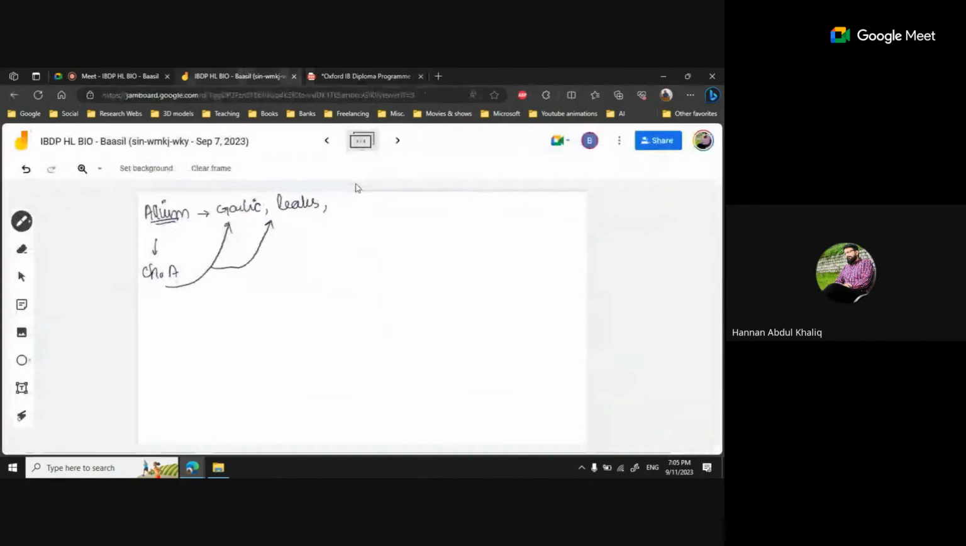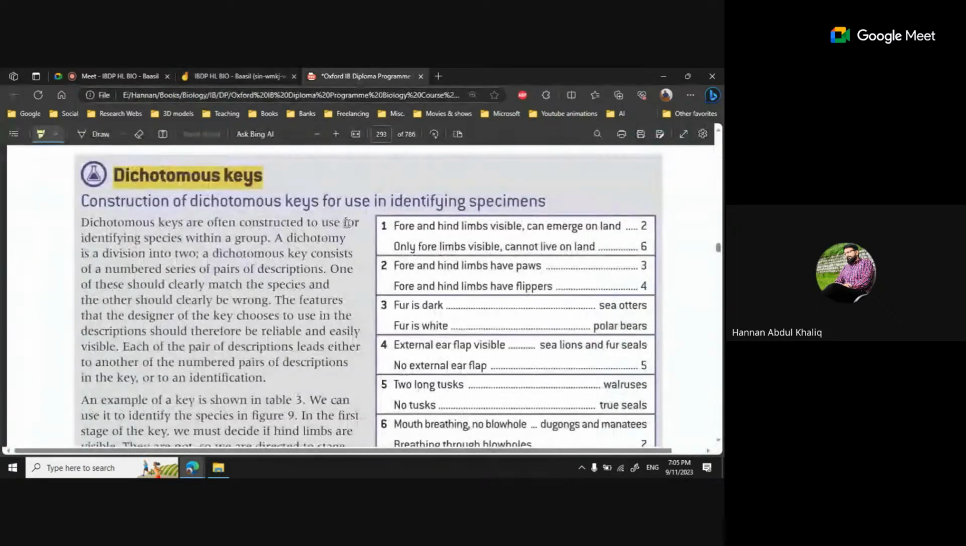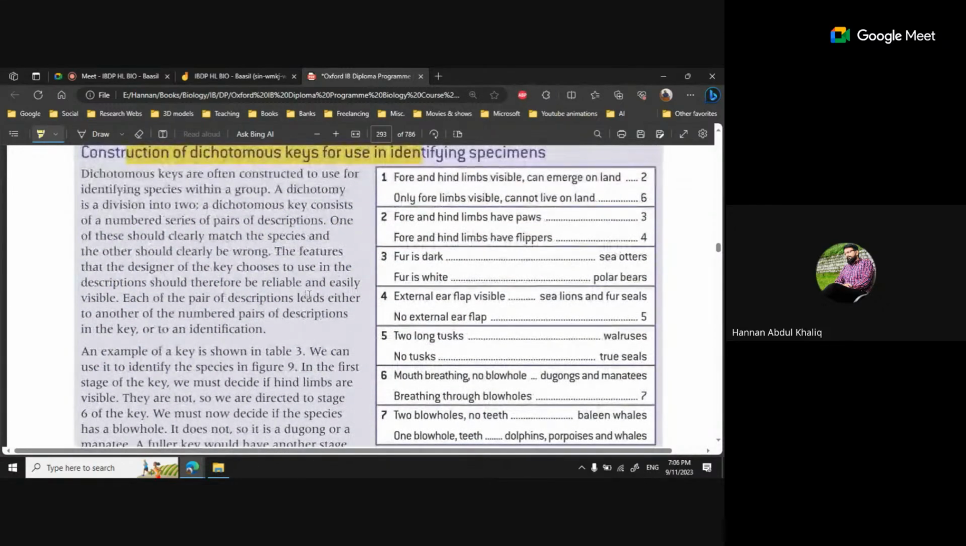Now, let's say you have many organisms. Basically, first of all, understand what is dichotomous. Dichotomous means that something is being divided into two. On the basis of one feature, it is being divided into two. This is what dichotomous is. Now, let's say you are constructing a dichotomous key for use. This is going to be one of the very important concepts.